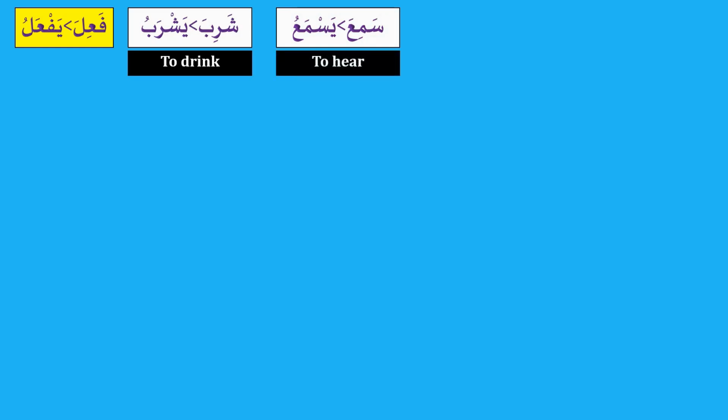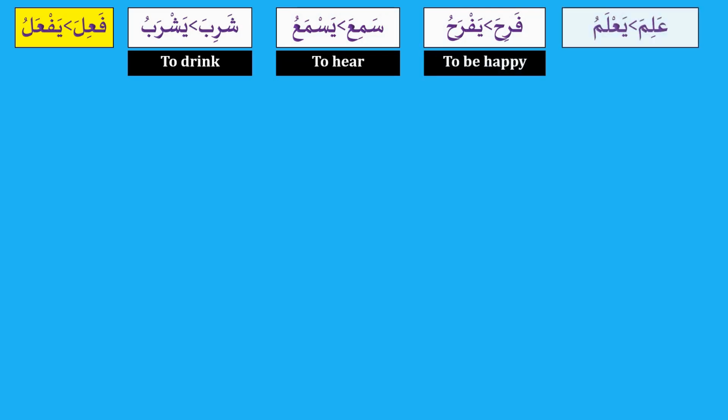The pattern فعل and يفعل. The middle letter gets كسرة in the past, and in present tense it gets فتحة. كسرة becomes فتحة in present tense. Examples: شرب يشرب, to drink. سمع يسمع, to hear. فرح يفرح, to be happy. علم يعلم, to know.